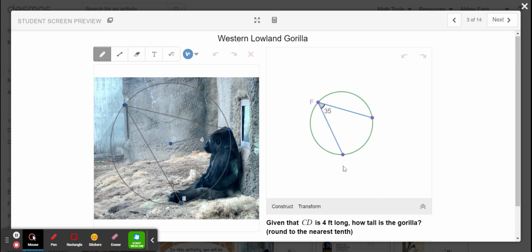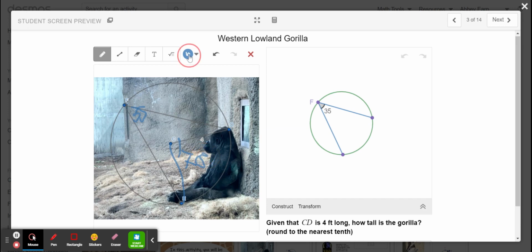That is an inscribed angle. Therefore, we know since that is a 35-degree angle, an inscribed angle is half of the central angle that the endpoints meet at. So we know that the angle DCE is 70 degrees.